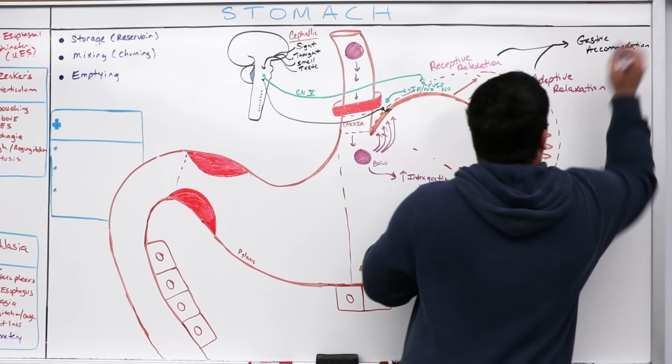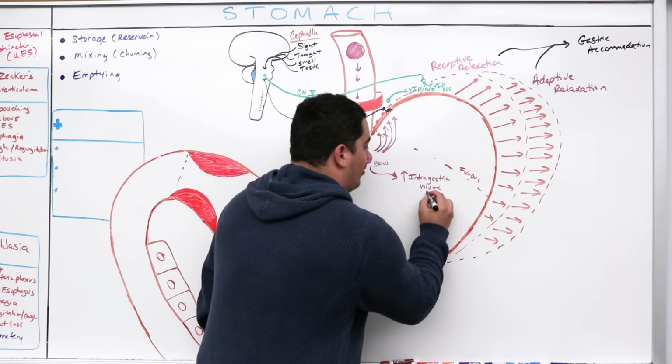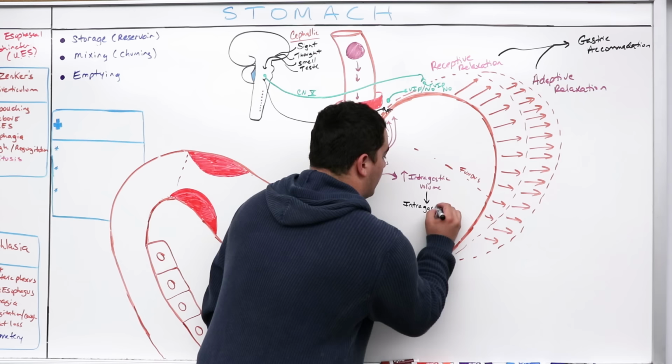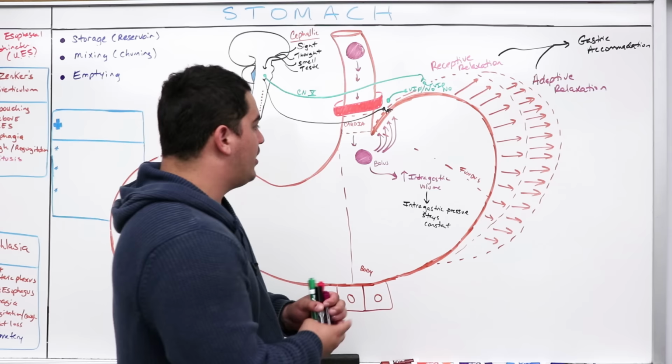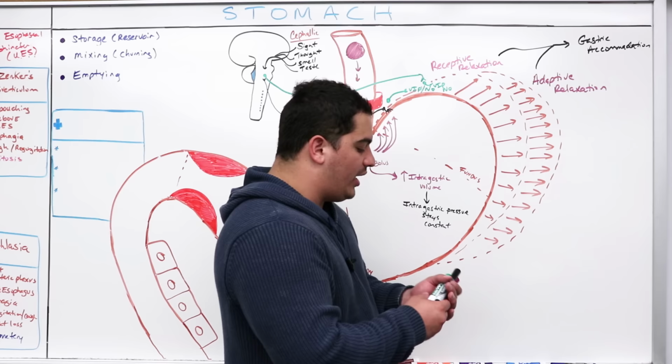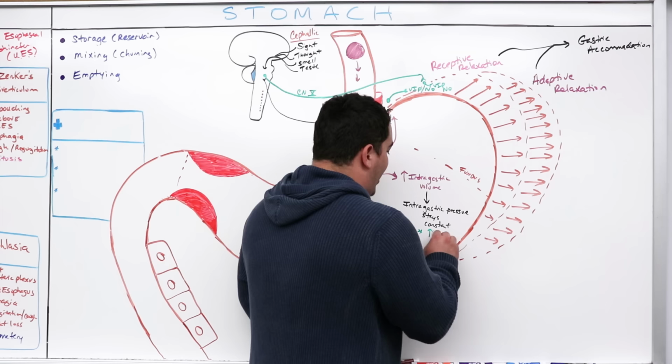And accommodation is important because what that's saying is whenever there's an increase in intragastric volume, the intragastric pressure stays constant to a limit, okay? Obviously, there's a certain point at which the volume is too much, to where the pressure will start rising. Usually, that's when it's greater than 1.5 liters, then the pressure starts rising.